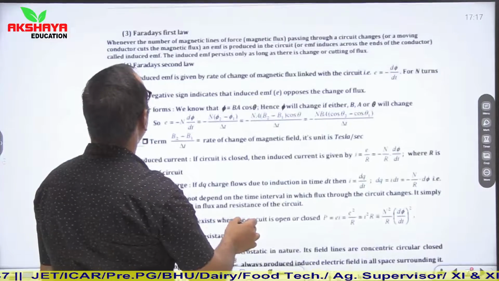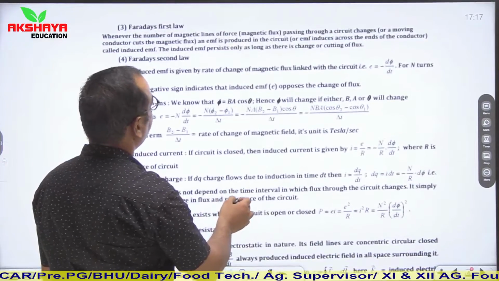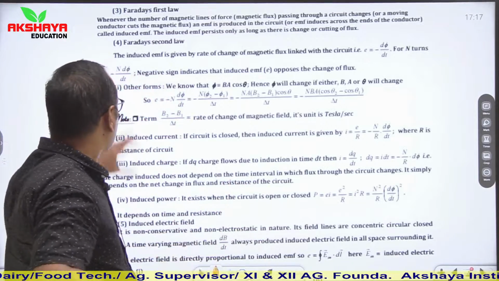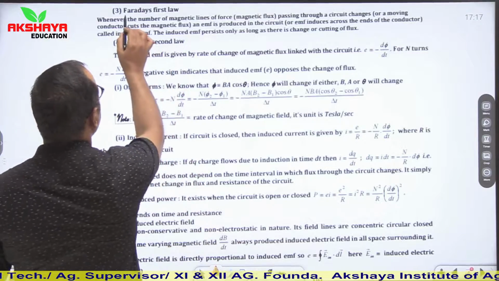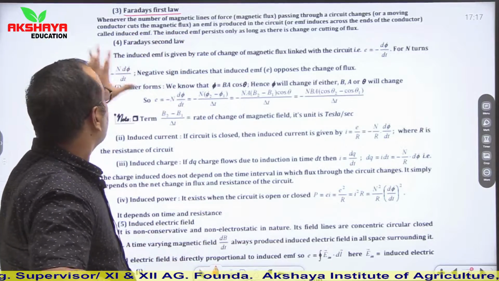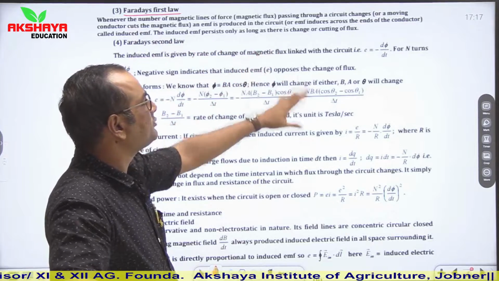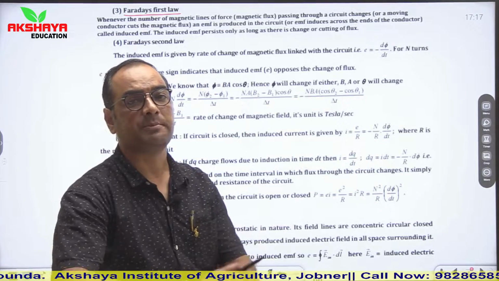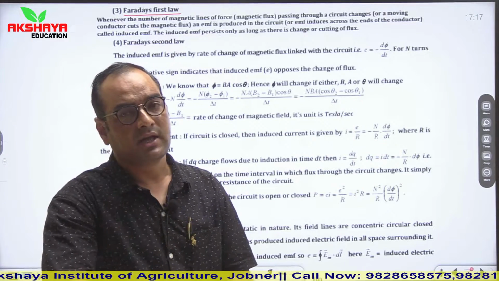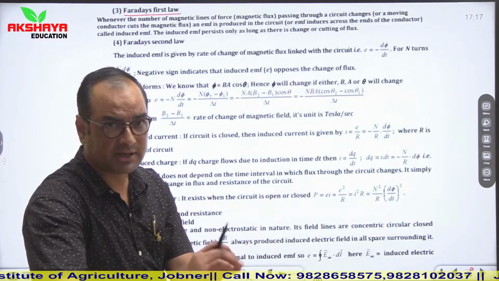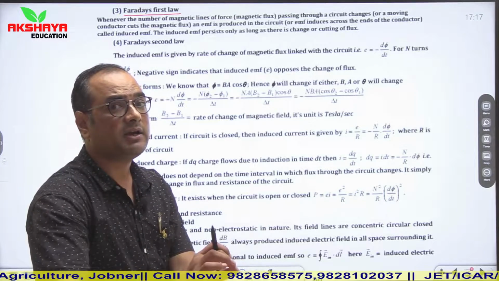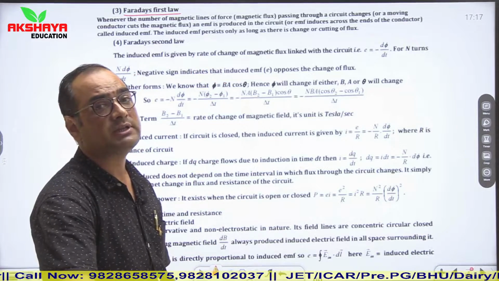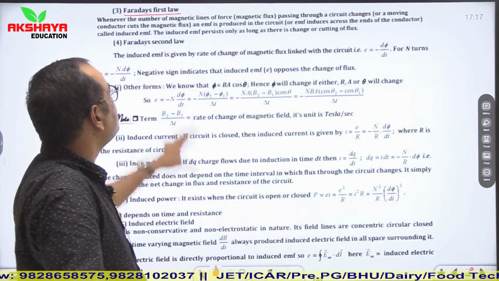Now see, our next topic is Faraday's law. So there are two laws of Faraday. If we talk about the first law of Faraday, then the first law is: when the number of magnetic lines of force passing through a circuit changes, an EMF is produced in the circuit. So the first law simply indicates electromagnetic induction. It means if there is change in magnetic field, then EMF is induced in that coil, and if the circuit is closed, then current is also induced. So this is the first law.